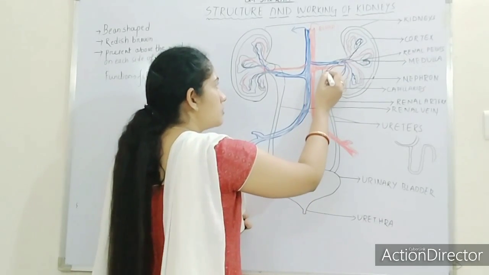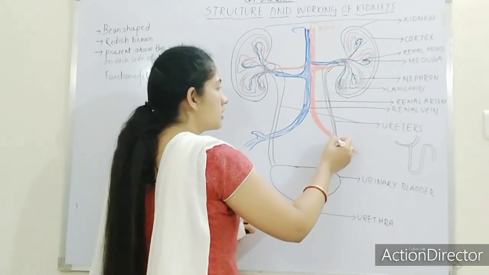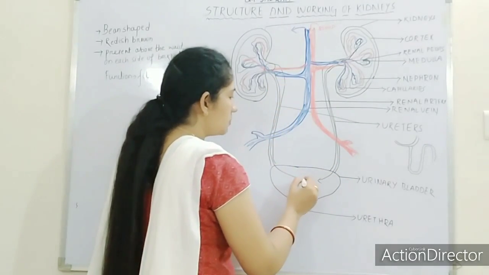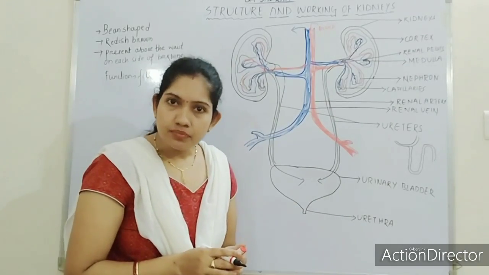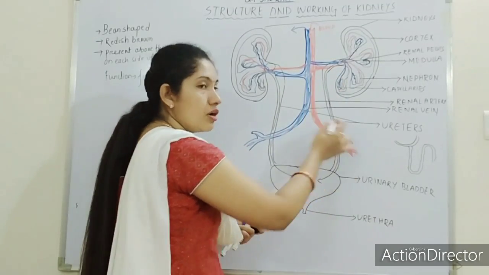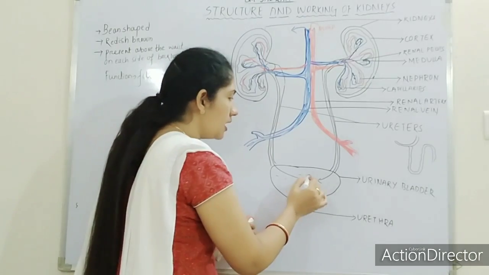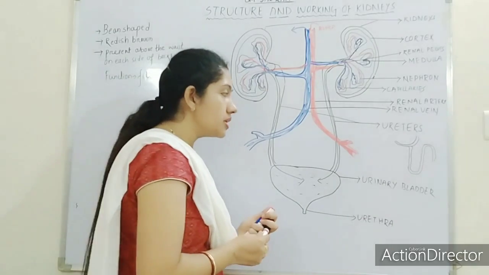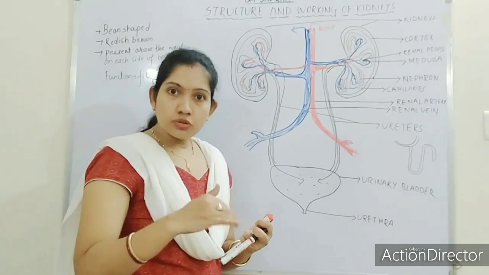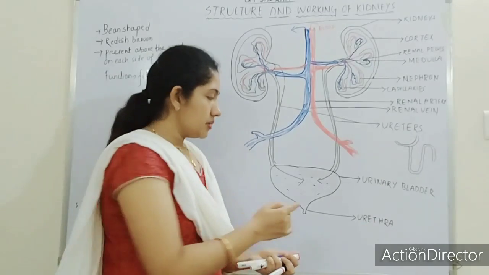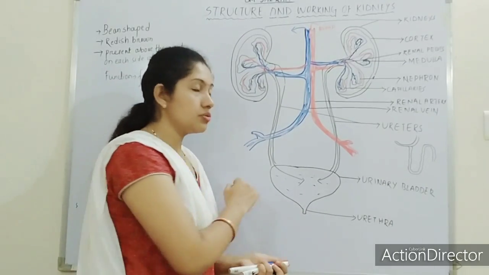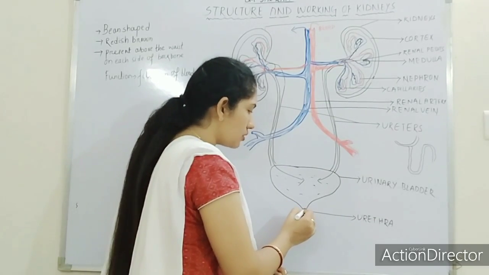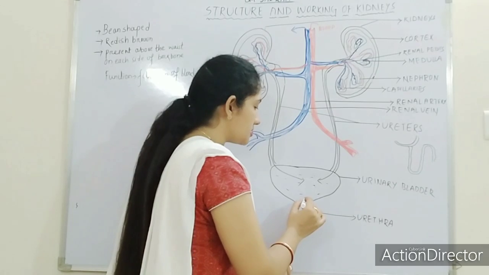That will pass down slowly with the help of the ureter, and it will be stored for a temporary period in the urinary bladder. At regular intervals, the urinary bladder will throw out or excrete urine with the help of the urethra. The urethra is the opening of the urinary bladder. And remember, there are muscles present on the opening of the urethra known as sphincter muscles.